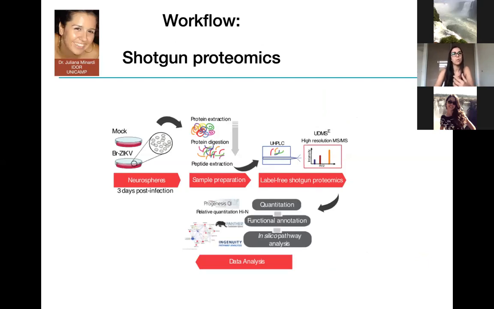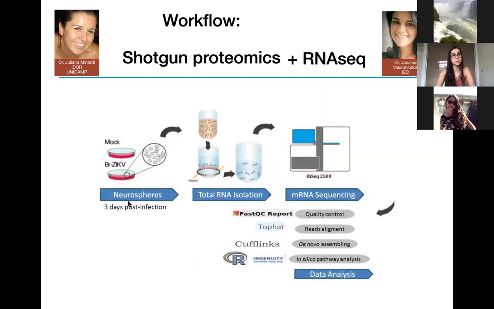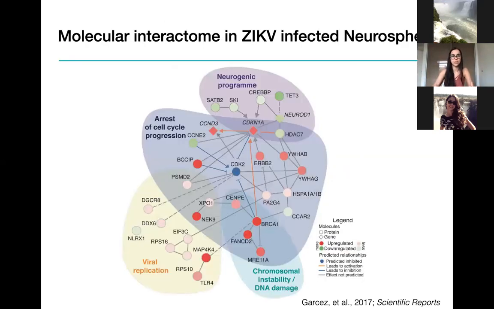Now we asked what were the molecular effects of Zika virus, and for that we did 2 techniques. We did proteomics with Dr. Juliana in Unicamp, and we also sent the samples of these neurospheres after 3 days to Dr. Janaína at the Instituto Evandro Chagas. And then we collected the list of deregulated proteins and deregulated genes, and we combined it to create an interactome map. And we had more than 300 genes and proteins deregulated.